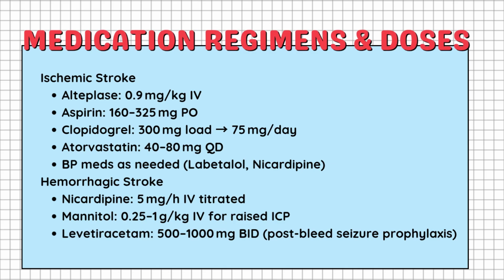Now for hemorrhagic stroke. To manage intracranial pressure, use mannitol at 0.25 to 1 gram per kilogram every 6 to 8 hours, or hypertonic saline if mannitol is contraindicated. Levetiracetam, 500 to 1000 mg twice daily, may be used for seizure prophylaxis. Remember, exact doses should be adjusted for patient-specific factors, including renal function, age, and concurrent medications. Always monitor closely for side effects and therapeutic response.